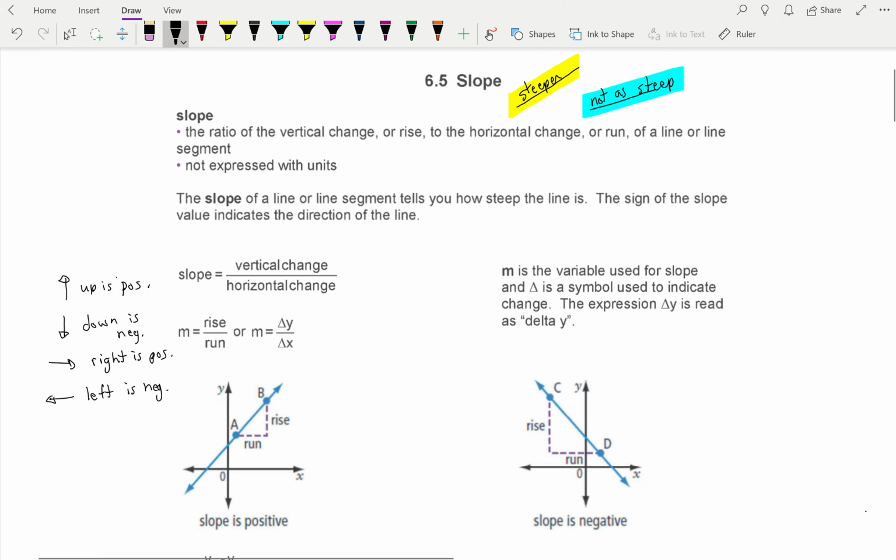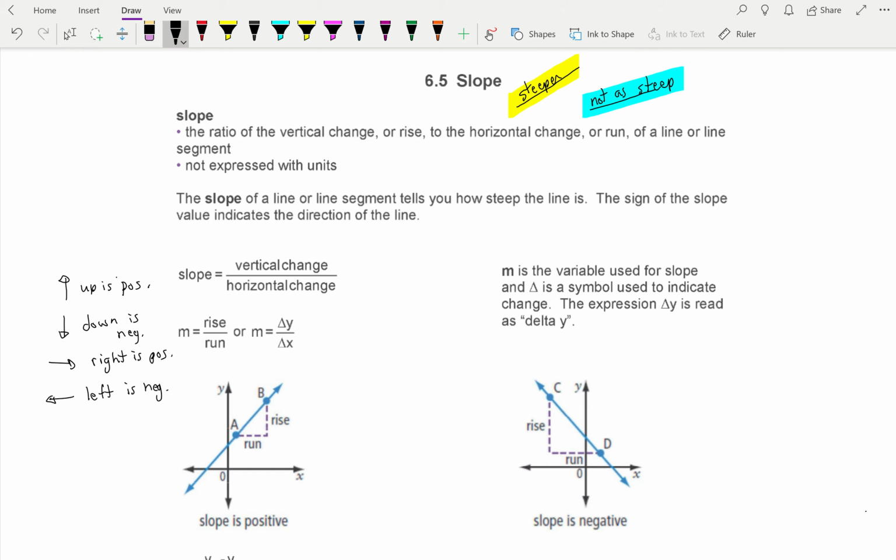Okay, so we're going to talk about slope, and we're going to talk about the slope of a line. As you know, when we talk about slope, we can talk about slope as being steeper or not as steep. So if we take a look at the lines that I have here by the title, the yellow one compared to the blue one, the yellow one is a steeper slope than the blue one, okay?